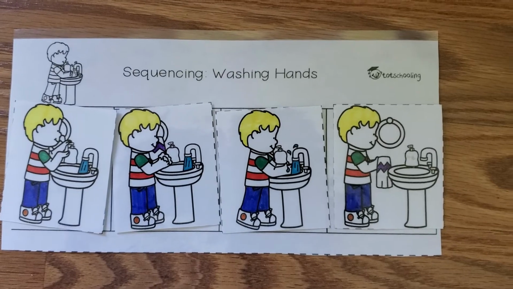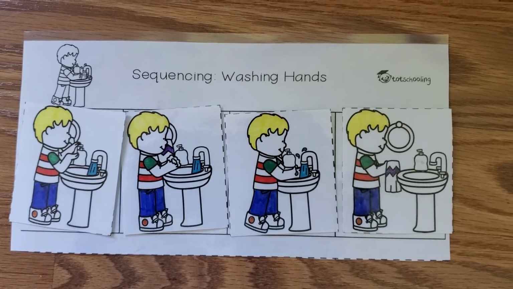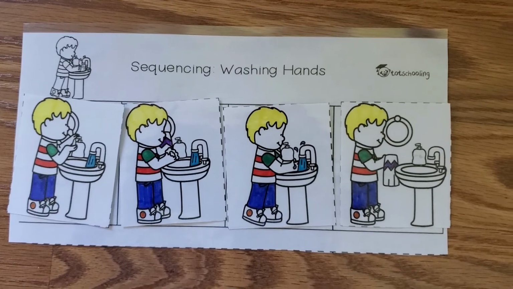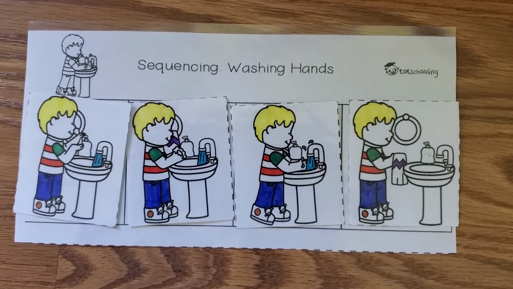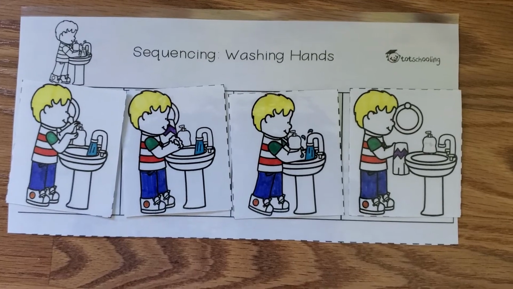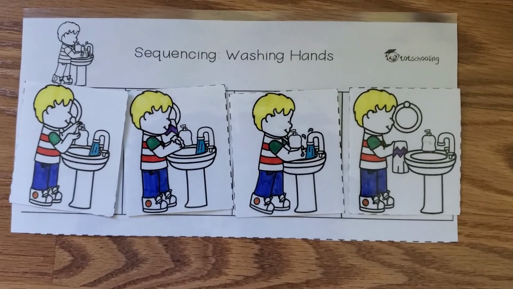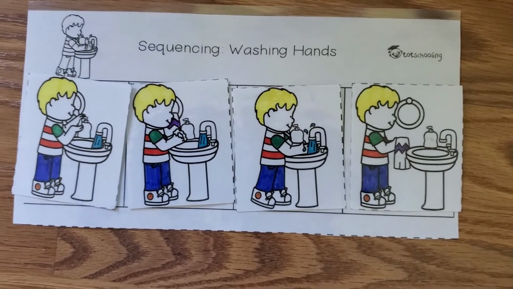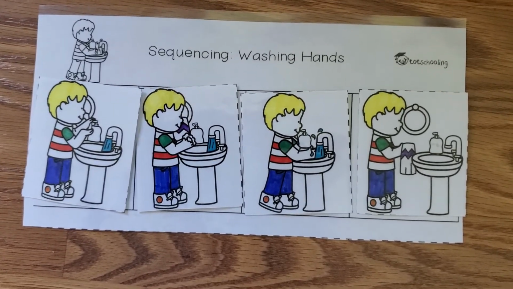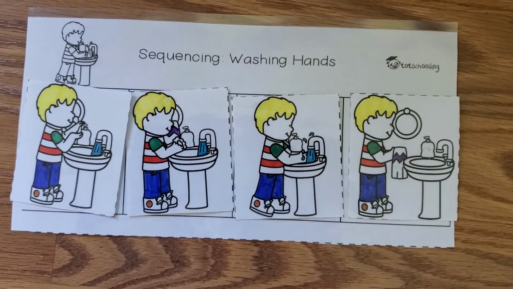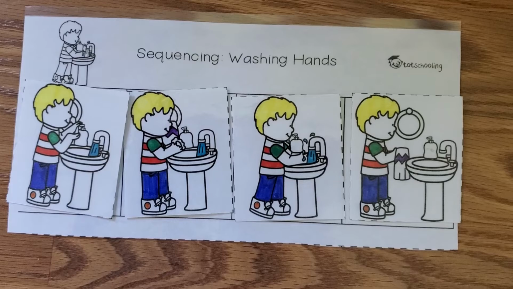Could you put soap on your hands after drying your hands? Well, I guess you could, but you would have to rinse all over, right? So sequencing is really important. You have to do things in order. And those words are how you describe the order you're supposed to do them in.